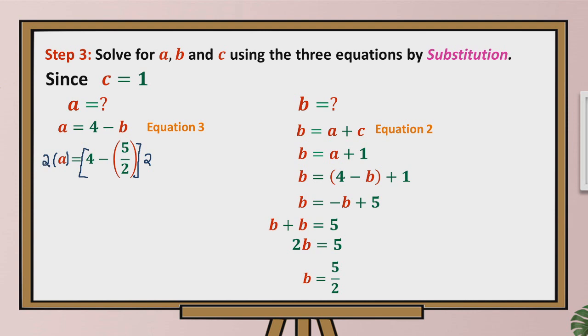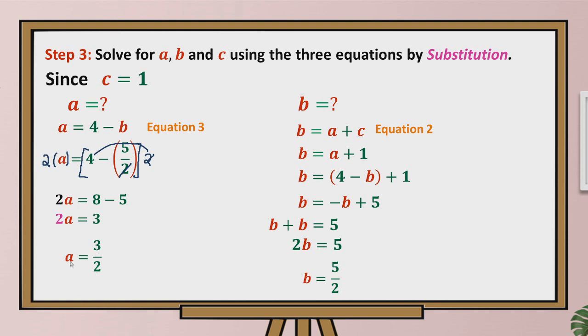Okay, so if I'm going to multiply 2 times a, the result will be 2a. And then if I'm going to multiply 2 with this, my result will be 4 times 2, that will be 8. And then if I'm going to multiply 2 with 5 over 2, I will cancel out the denominator. Therefore, the resulting equation will now be 2a equals 8 minus 5. Okay, I will be left with 5 here after I multiply that with 2. And then 8 minus 5 is equal to 3. And to solve for a, again, I will have to divide both sides with 2. Therefore, a will be 3 over 2.